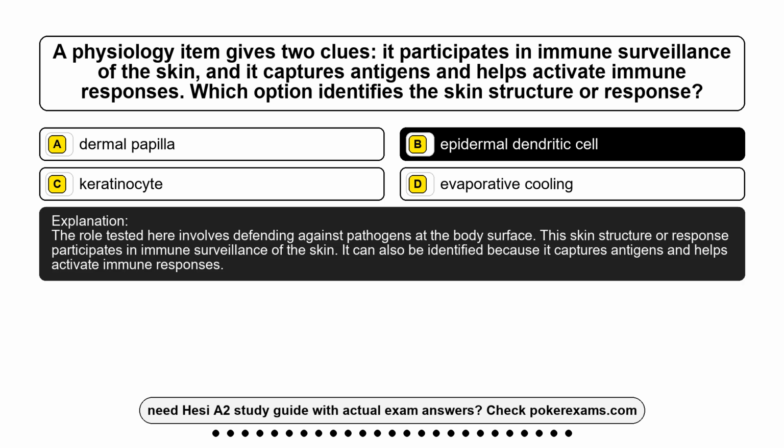The role tested here involves defending against pathogens at the body surface. This skin structure or response participates in immune surveillance of the skin. It can also be identified because it captures antigens and helps activate immune responses.